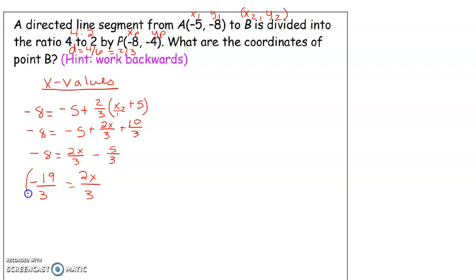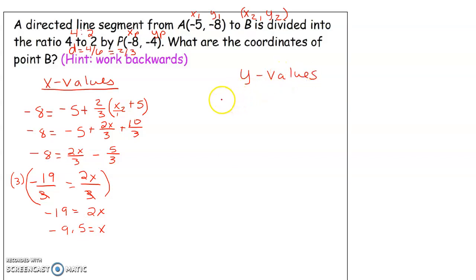Now the nice thing here is I can multiply the entire equation by 3 and it clears my fractions. So I end up with a -19 equals 2x. Divide both sides by 2, I get a -9.5 equals x. Follow suit with the y values.